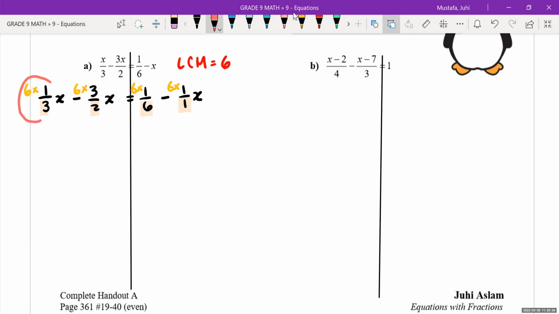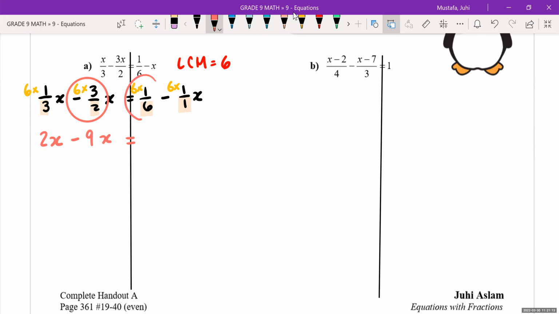We're going to be multiplying these two numbers together, the coefficients. So 6 times 1 is 6, and 6 divided by 3 is 2. Good. So this is going to become a 2x. Now we're going to go ahead and multiply this. So this is like saying 6 times -3 is -18. -18 divided by 2 is -9x.